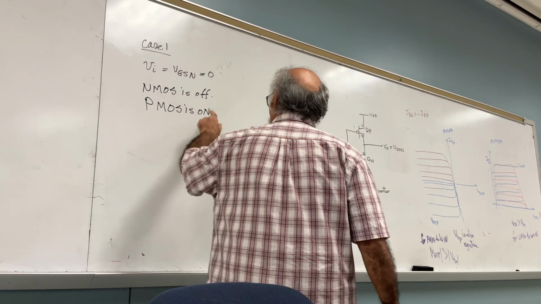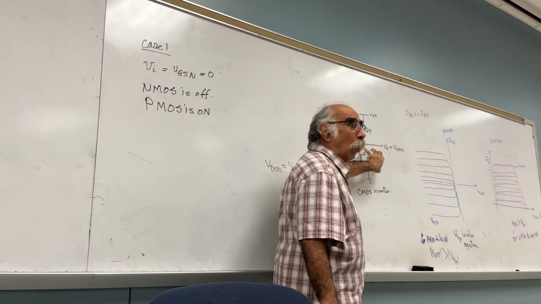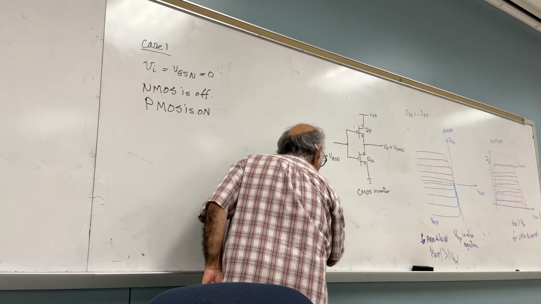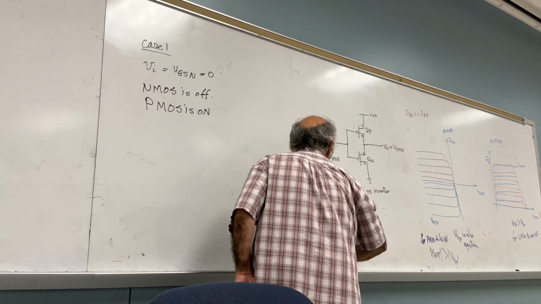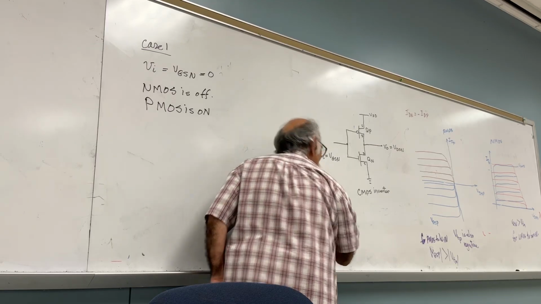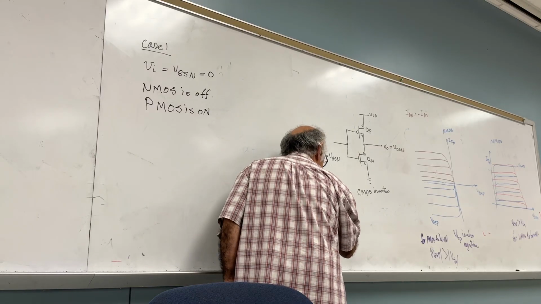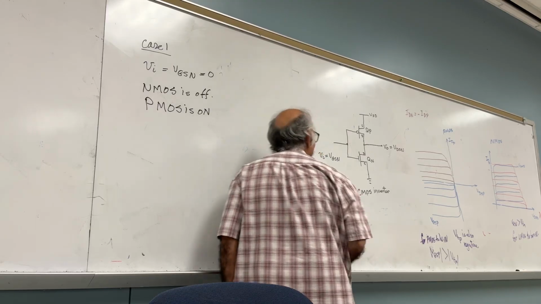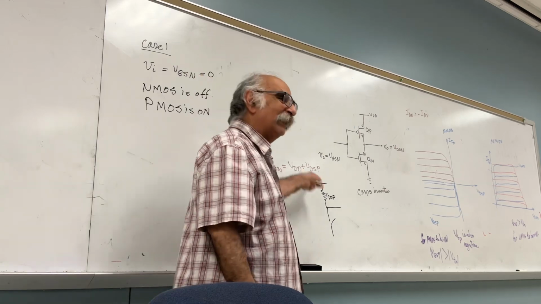If PMOS is on and the NMOS is off, it means this one is what? Open circuit. Did you get it or not? Which means the equivalent is this. Are you following me or not? I claim this one is RDSP. I need you to understand what that means. In other words, what am I claiming?